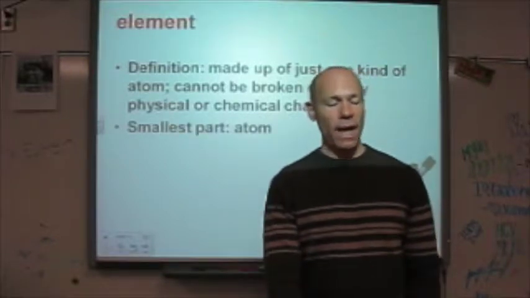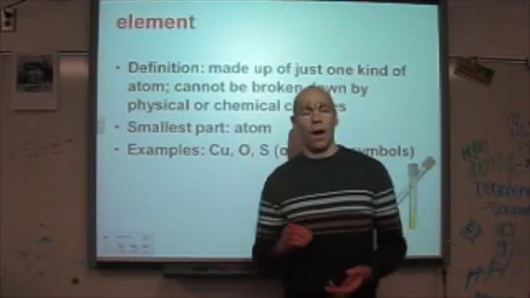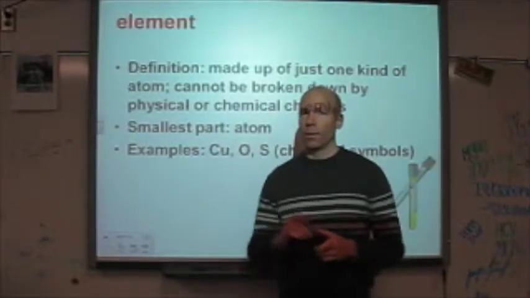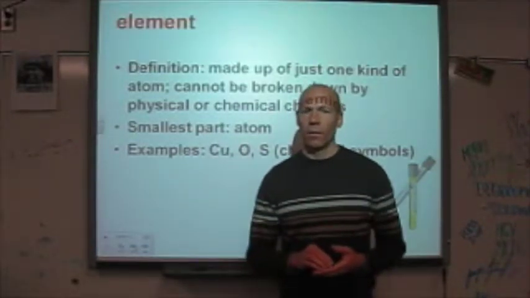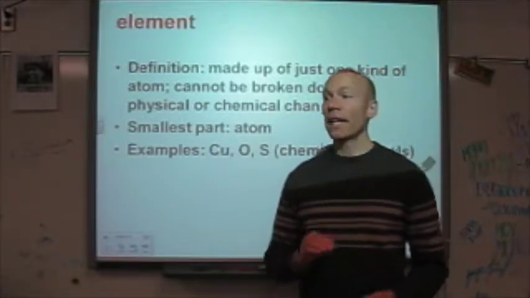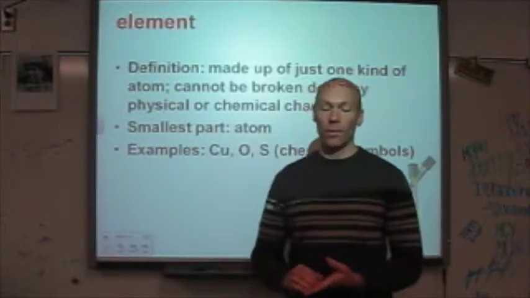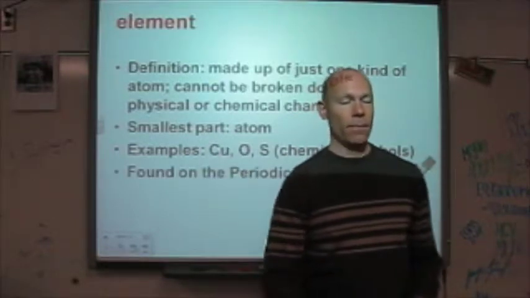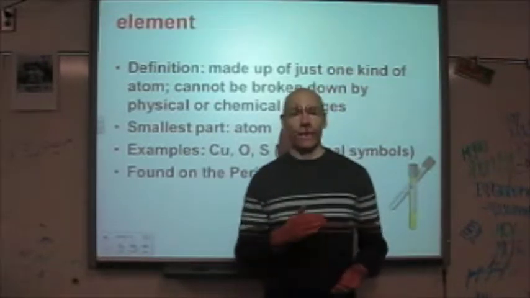The smallest part is an atom, and some examples are Cu. Remember what element that is? What about O? How about S? Those are all chemical symbols that represent different elements. And basically anything that's found on the periodic table is an element.